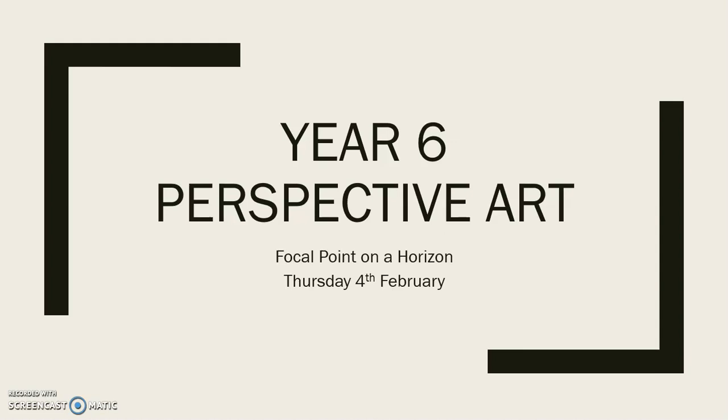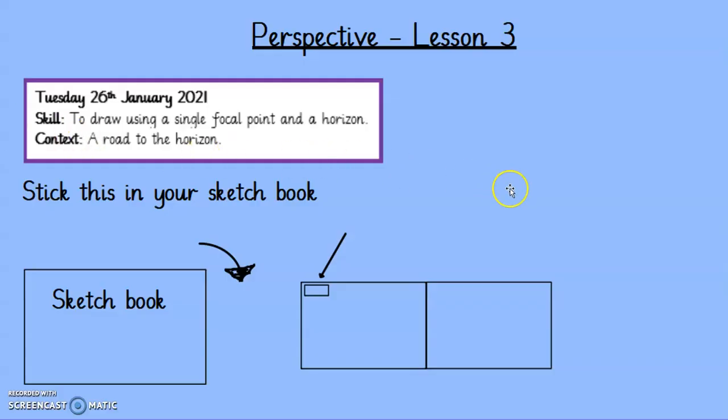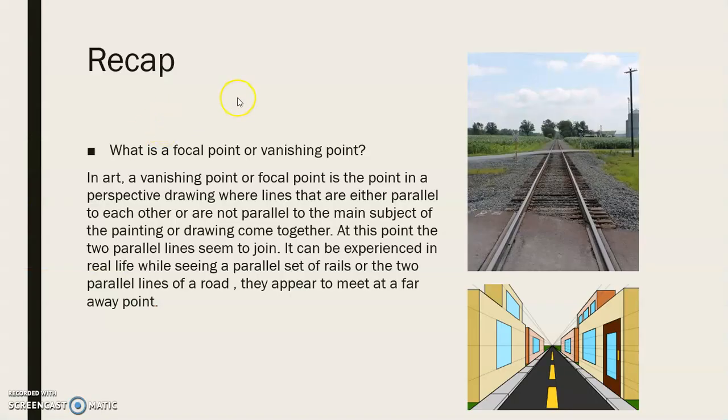Hello guys, in today's lesson we're going to be carrying on with our perspective art, but today we're going to be looking at drawing using a focal point but on a horizon, okay? So our skill is, and as always ignore the Tuesday because we know it's Thursday, to draw using a single focal point and a horizon, and the context is we're going to be drawing a road that goes into the horizon, okay? So if we have a little recap, what is a focal point or a vanishing point?